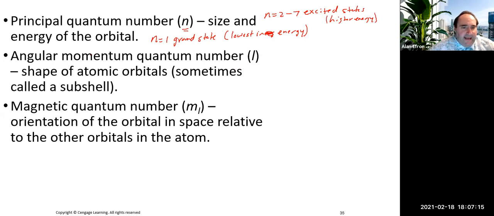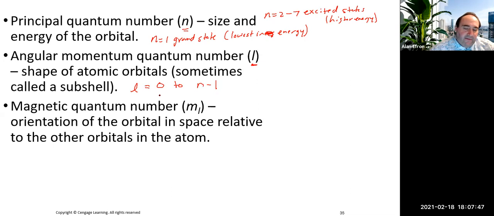Now, the next one is the angular momentum quantum number. That has an abbreviation of l. l basically tells you the shape of the atomic orbital. When we talk about the shape of the atomic orbital, we're talking about, is it an s orbital? Is it p orbitals? Is it d orbitals? Is it f orbitals? That's what l will tell us. l could have values of 0 to n minus 1.